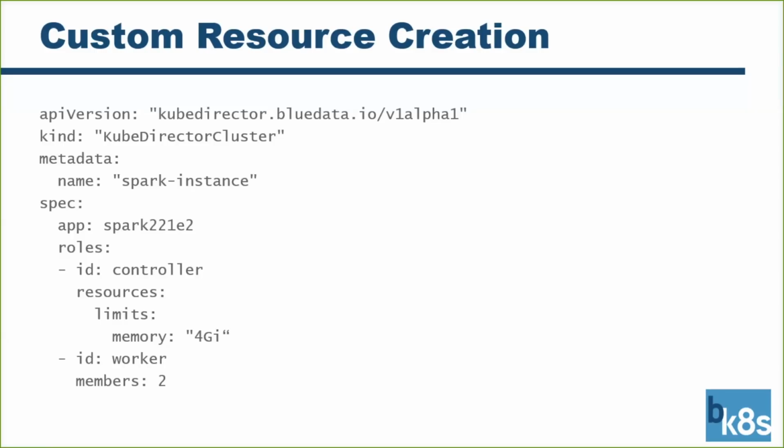In this case, this is a completely valid request document for instantiating a Spark cluster. There are other things you could add to this request to make it more complex, but this sort of request here will work. And all this is saying is that for the controller role, I do want to limit the memory to 4 gigs, so I'm adding that into the request. And then for the worker role, I want 2. So that's all I'm really saying as the end user.